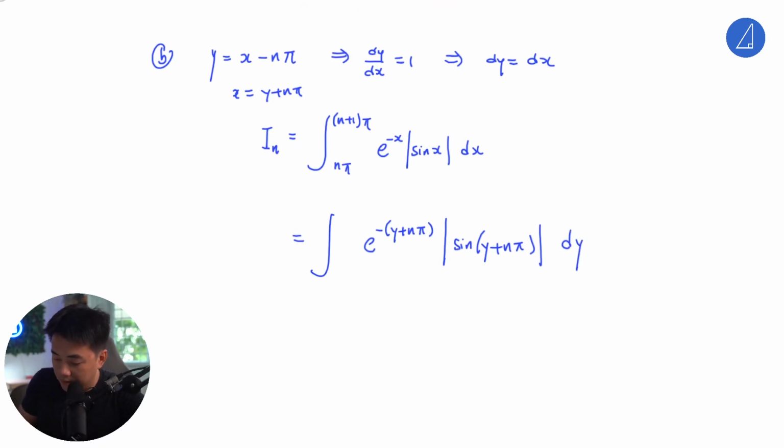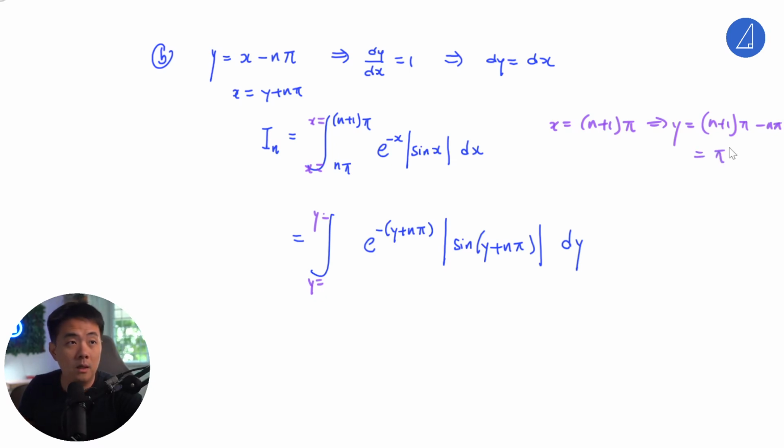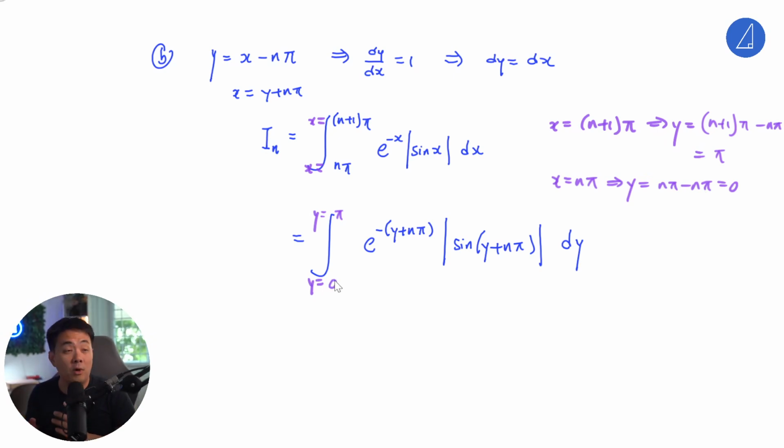Now be careful that these limits are in terms of x, so we need to change them to y. When x is equal to n plus 1 pi, we get our y here. So y will be n plus 1 pi minus n pi, which is equal to pi. So this will be pi on top. Change the boundary, important. So when x is equal to n pi, y is equal to n pi minus n pi, which is actually just 0. So this is 0. This is basically just a translation.